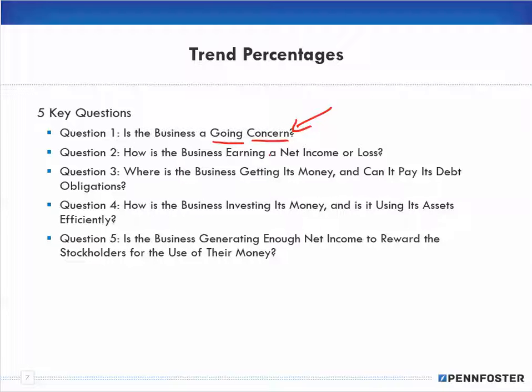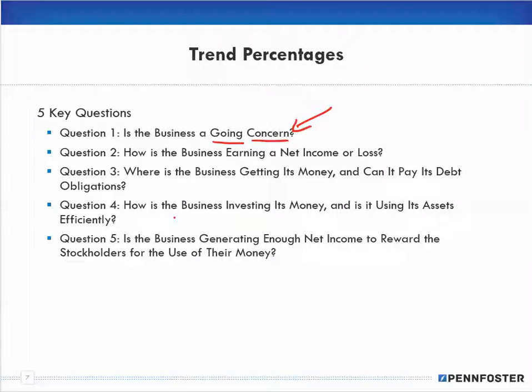Question 2: how is the business earning a net income or loss? You want to think about whether your sales are up, whether your sales are down, whether your gross profit is going up or down based upon your costs, that type of thing. Question 3: where is the business getting its money and can it pay its debt obligations? Where's the money coming from? Is it coming from sales or is it coming from loans? And if it's coming from loans, can it pay its debts?